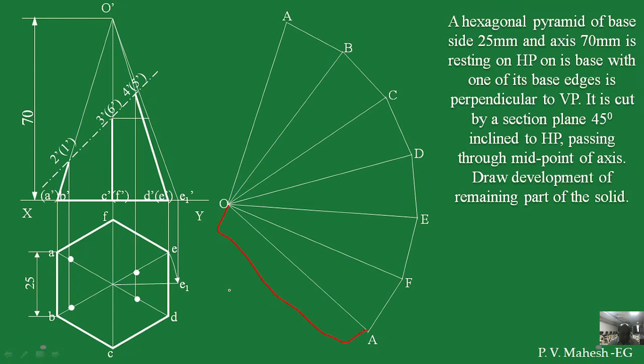This is OE. O dash E dash, E1 dash, O dash E1 dash. So this length is equal to this length. And what is this length? This length is nothing but 25. Now we got this development. We have 6 triangles. So what I have to do? I have to identify the points.